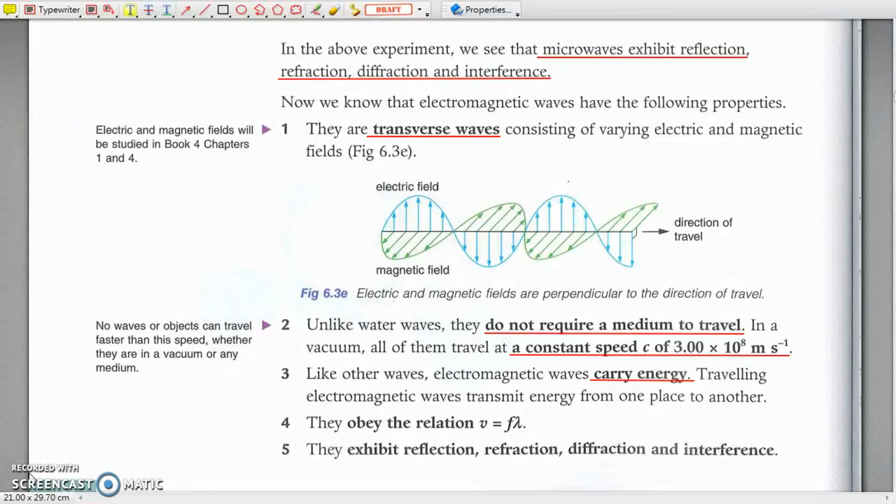Next, they all obey the wave equation, v equals f lambda, and they all may demonstrate the 4 different wave phenomena, namely reflection, refraction, diffraction, and interference.